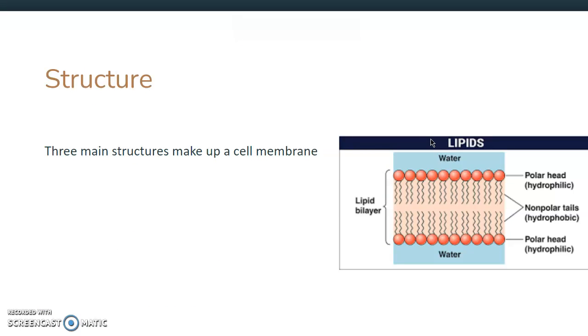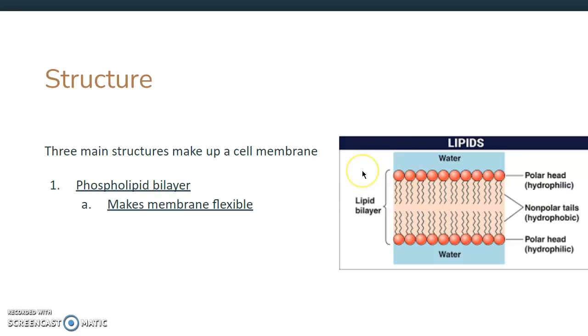We're going to get into some of the structures. There are three main structures that make up a cell membrane. The first one we talked about when we talked about lipids, which is a phospholipid bilayer. This is really important because it makes our membrane flexible.